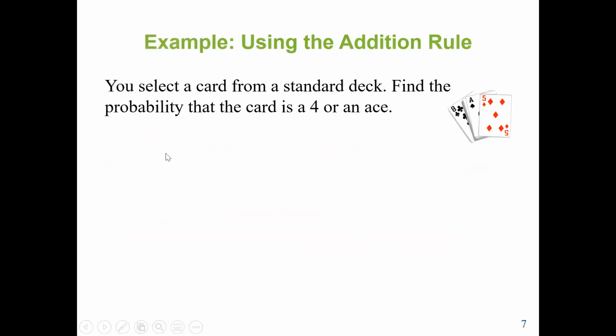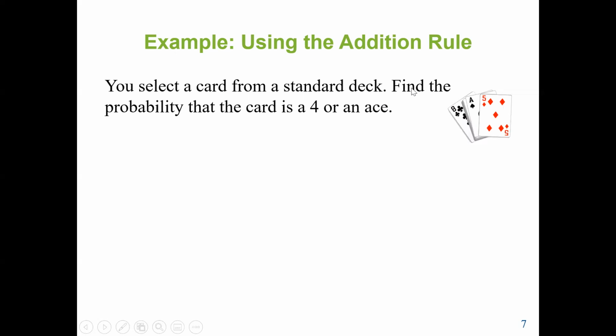What we mean is, we can have 3 or 4 events, etc. So let's see one example here. Here we are going to use the addition rule. We select a card from a standard deck. Now we should find the probability that the card is a 4 or an ace. The total number of cards is 52. So what is the probability that we are going to select a 4 or an ace? This will be mutually exclusive. Why? Because in an ace card, there's no number 4. Ace is A, there's no 4.